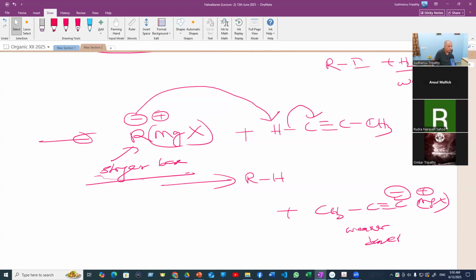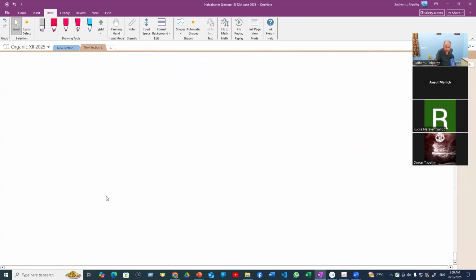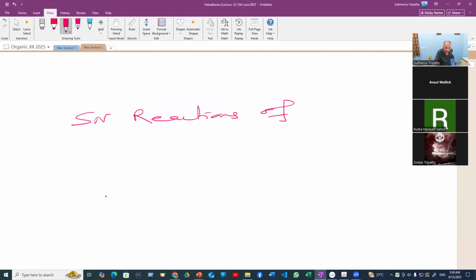So with this much of an introduction, we will be entering first into all the 15 different SN reactions of alkyl halides. Then we shall study the mechanism in detail.